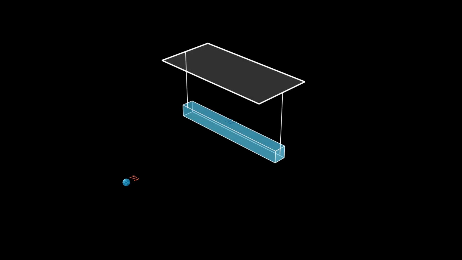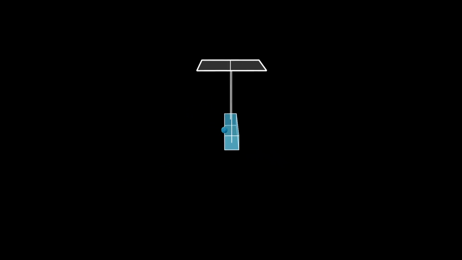A bullet of mass small m is flying horizontally and strikes a body of mass capital M, which is suspended by two identical threads of length L. The bullet gets embedded into the body. As a result, the body along with the bullet swings upwards and the thread deflects through an angle theta.